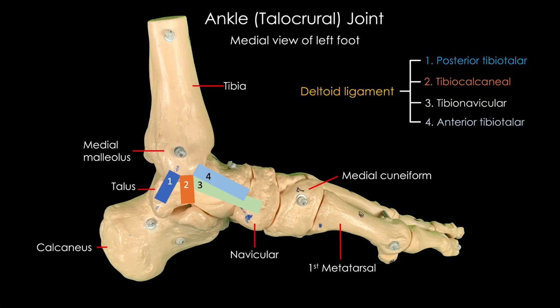So simply, the deltoid ligament, tibial collateral ligament or medial collateral ligament has 4 components, and these are arranged anteriorly and posteriorly between the tibia and the talus, between the tibia and the navicular bone, and between the tibia and the calcaneal bone. Together they are called the deltoid ligament, and that is because of the shape of this ligament.